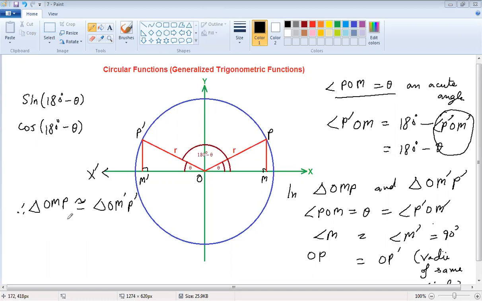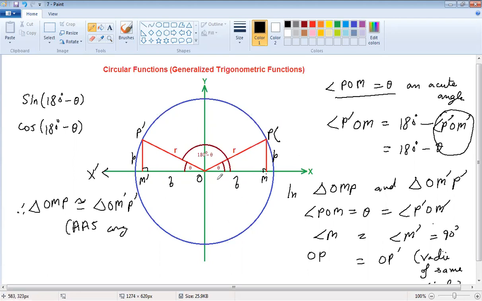So because of AAS congruence, you can say that if the side PM is equal to small p, then the corresponding side in the second triangle, that is P dash M dash, is also p side length. If OM is equal to b, then OM dash is also equal to b. But here is a difference now.